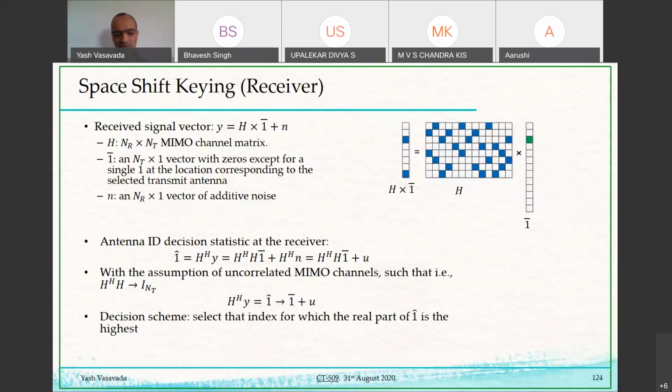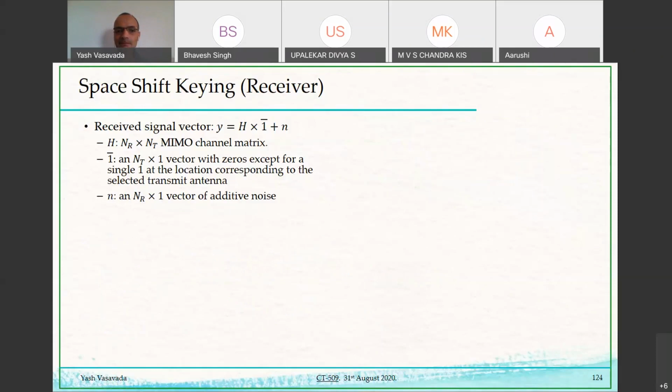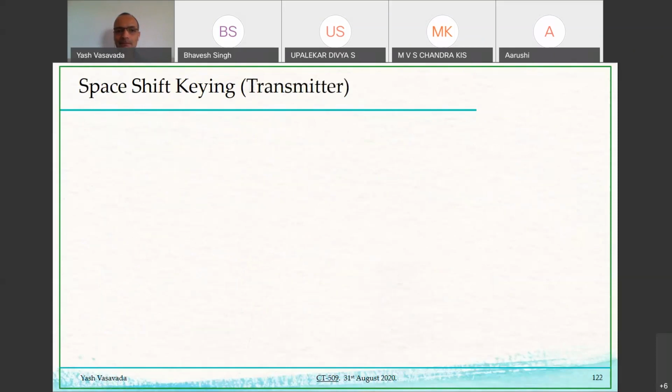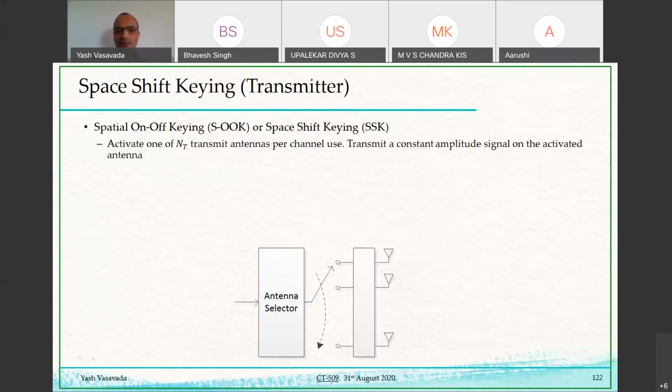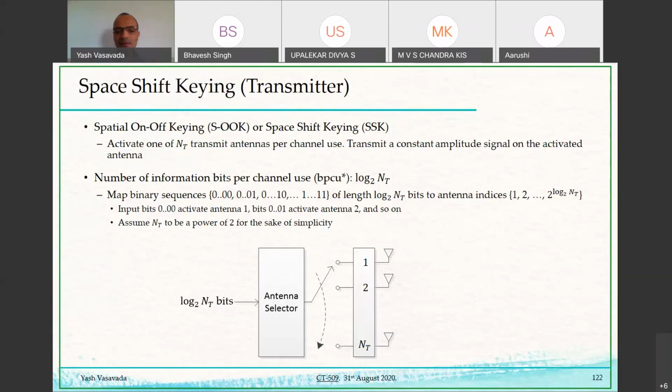First of all, remember, we are not talking about bits per second here. We are talking about bits per channel use. Every time I make use of the channel, how many bits am I able to transmit when I have 5 antennas? We went over this right here. Log to the base 2 of 5. Yes, Arushi is also right.